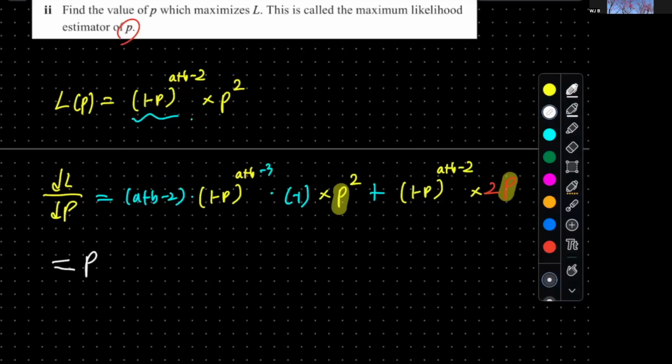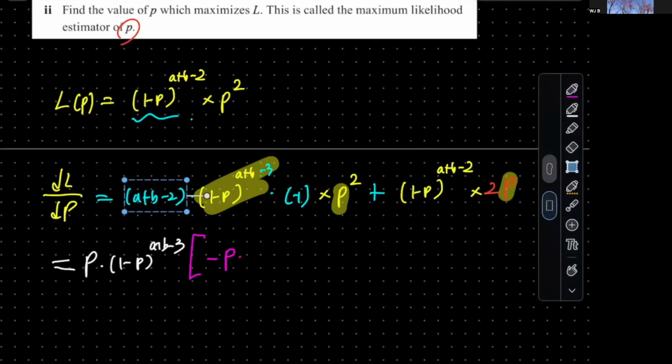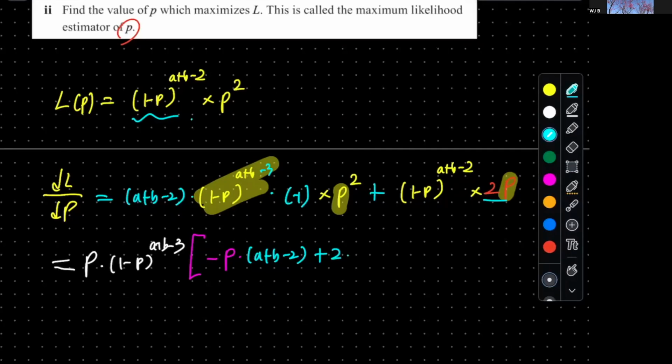And then another common factor that I can see will be (1 − p) to the power of −3. So it's going to be (1 − p) to the power of a + b − 3. That's my common factor. So let's try to factorize. So I have a negative p times (a + b − 2). Okay. And then the next one is going to be 2 times (1 − p).